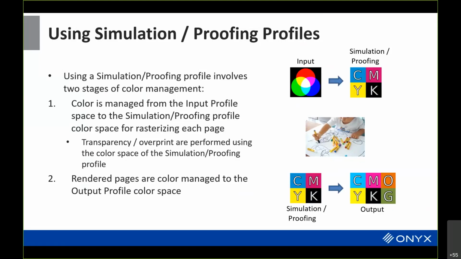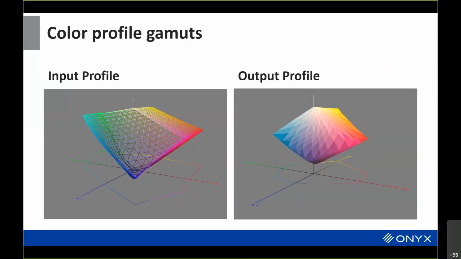Now, let's look at what's going on internally in terms of using those two spaces, and we can look at it in terms of color gamuts. Now, you have an input profile, and the one that I'm displaying here is for an Adobe sRGB display.